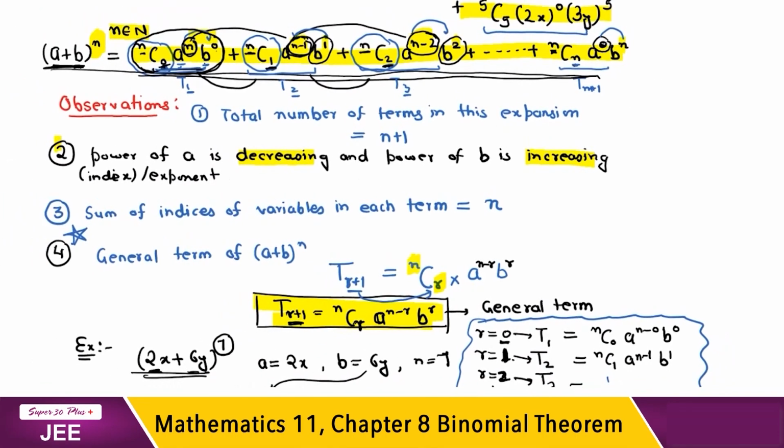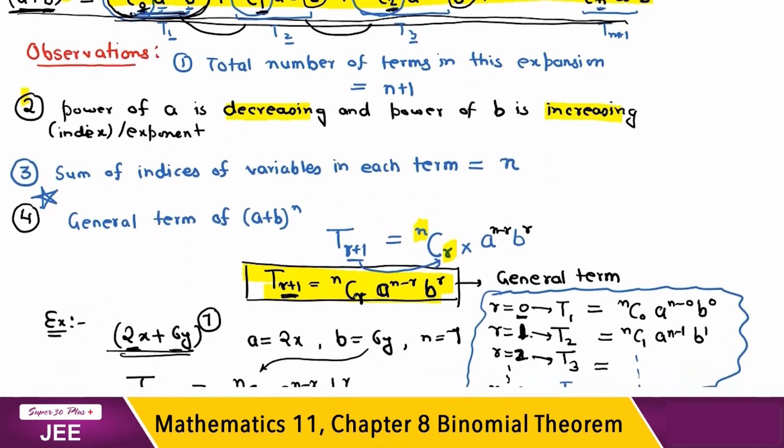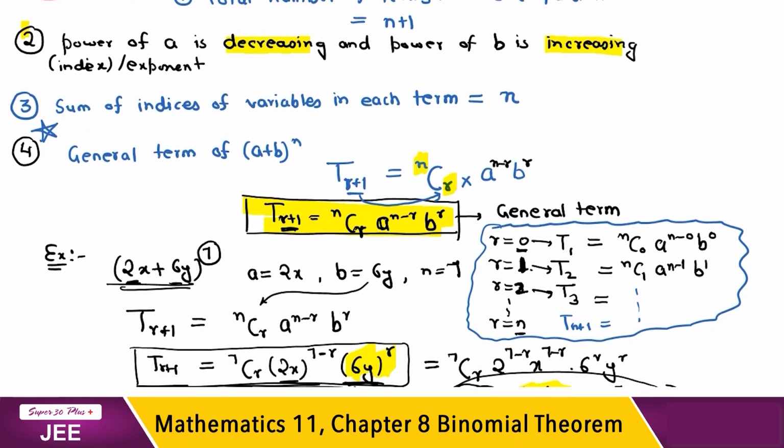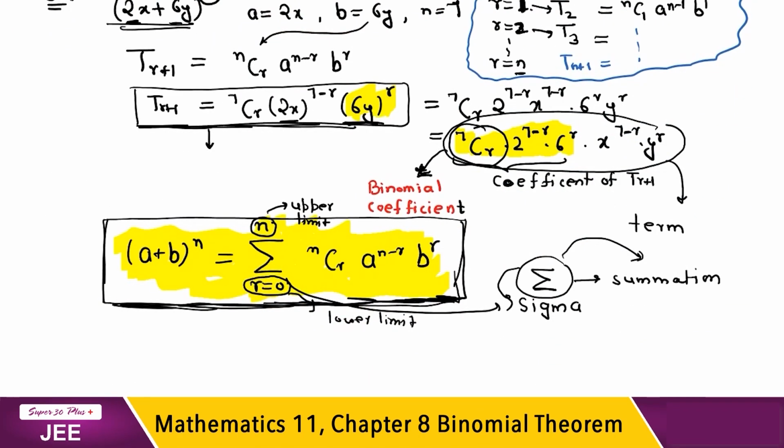So far we have made 4 observations. Total number of terms is n plus 1, power of a decreasing, power of b increasing. Sum of indices of a and b is n. The general term is very important. In the general term, we understood how to write it, what is the meaning of coefficient, what is the meaning of binomial coefficient, and what is the meaning of the entire term.